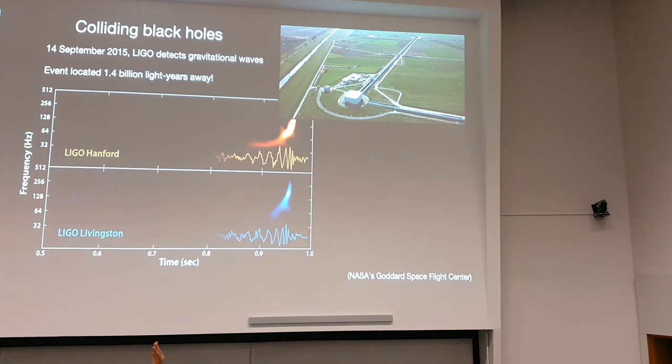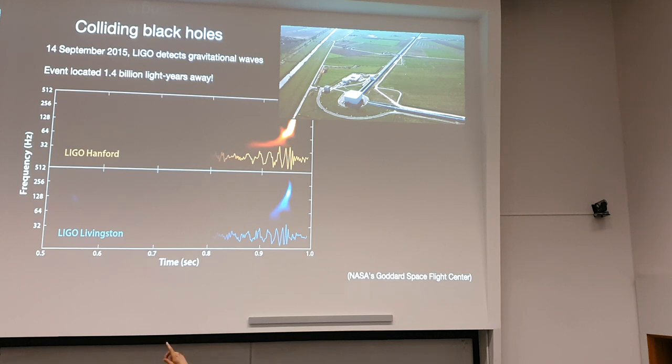And that sweep in frequency, we call it a chirp signal. The way that chirp changes tells you about the total mass in the system. It's a bit like a reduced mass, if you want, but for gravitational waves. So it's a combination of the two masses, and then you can use other tools to constrain each of the masses.